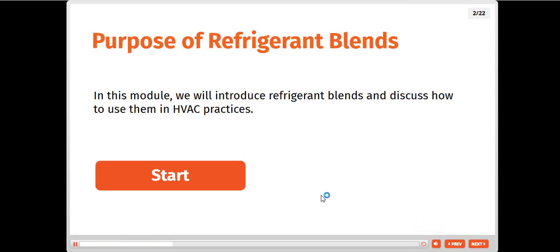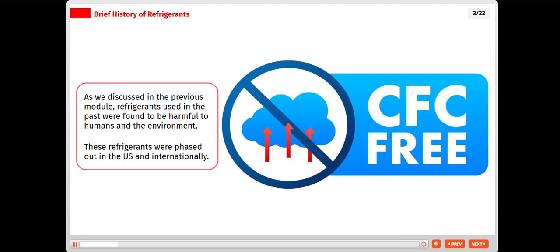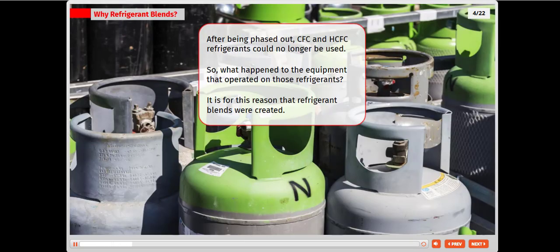In this module, we will introduce refrigerant blends and discuss how to use them in HVAC practices. As we discussed in the previous module, refrigerants used in the past were found to be harmful to humans and the environment. These refrigerants were phased out in the US and internationally. After being phased out, CFC and HCFC refrigerants could no longer be used. So, what happened to the equipment that operated on those refrigerants? It is for this reason that refrigerant blends were created.